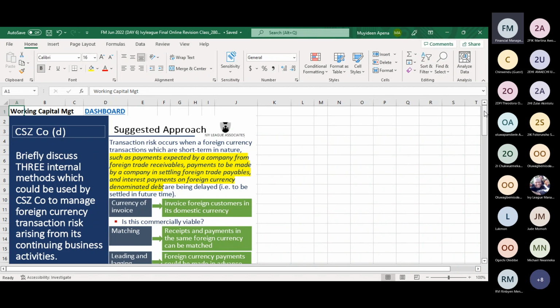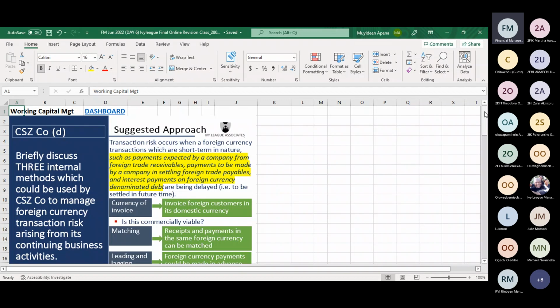That is what can constitute transaction risk, and this is where all of these are being delayed. Payment is not being made immediately, but is deferred into a future time. As a result, CSE code is faced with a transactional risk, which means at the time payment is to be made in the future, the exchange rate will have changed. It could go up, it could go down, you wouldn't know what it would be. So there's an exposure, and that's what constitutes transaction risk.